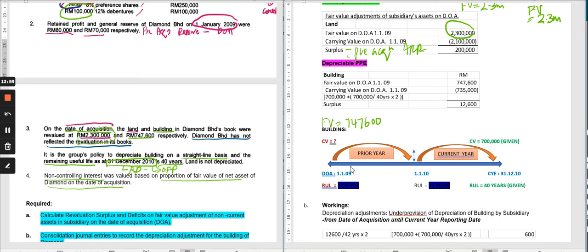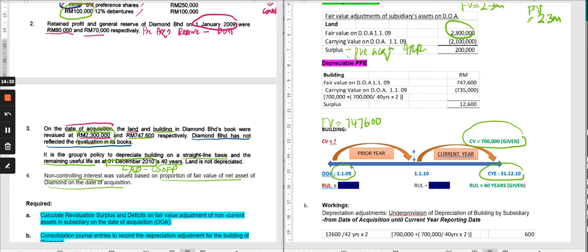747,600, right? So to be able to find the surplus, you need to compare fair value 747,600 with the carrying value on the same date, which is the date of acquisition, 1st of January 2009. However, you are not given that directly. What was given is the carrying value on 31st of December 2010. So what you can do is, you can still find the carrying value.